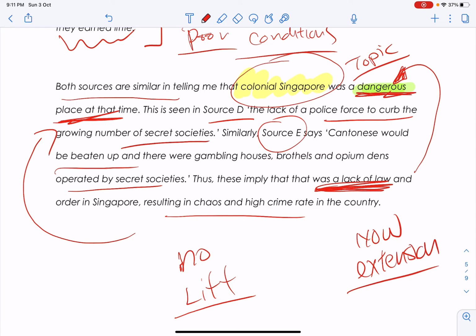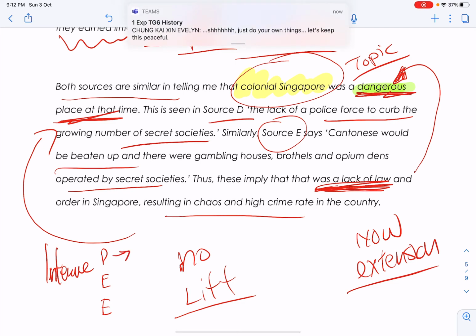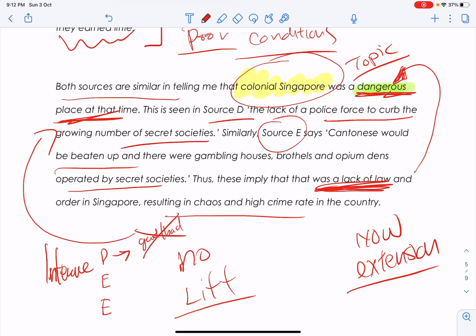Okay, so that is how you do a proper comparison question. Same thing for your inference, okay. Just a reminder again, for your inference, you have your point, evidence, explanation, right? Just to recap one more time. When you write your point, please, I don't want to see any good, I don't want to see any bad. This is not clear. Okay, please be direct. Give me a direct word or direct phrase that is in your own words.